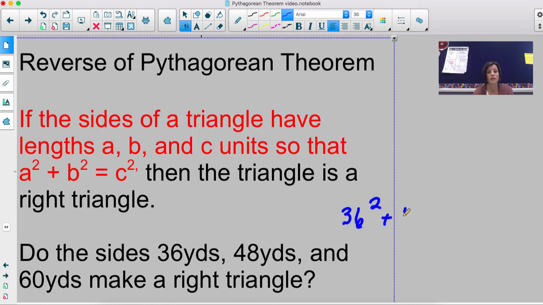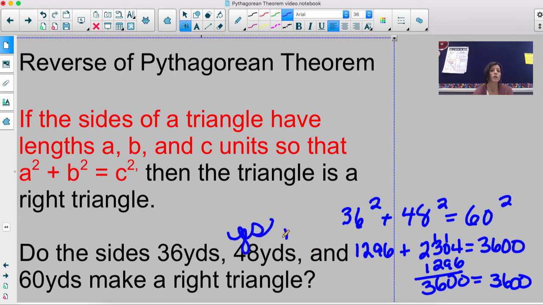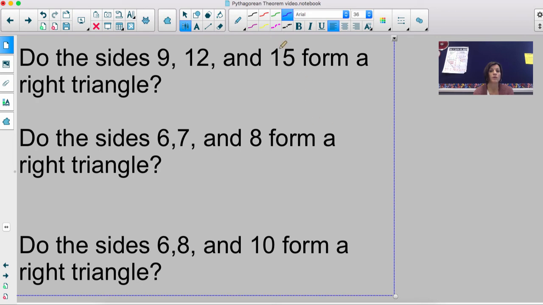36 squared plus 48 squared is equal to 60 squared. So 36 squared is 1,296. Trust me, I did the work ahead of time. Plus 48 squared is 2,304. Is equal to 3,600. So if we were to add these up, like I said, you're going to get a calculator anyhow. 3,600 is equal to 3,600. So yes, it is a right triangle because 36 squared plus 48 squared did indeed equal 60 squared. All right, we got 3 more to do.